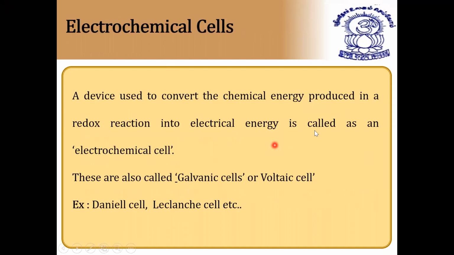Next, a device used to convert the chemical energy produced in a redox reaction into electric energy is called an electrochemical cell. Very important. Normally electrolysis is different from an electrochemical cell, because in an electrochemical cell, chemical energy is converted to electric energy. For example, you can see remote batteries and pencil cells. All these galvanic cells, voltaic cells, Daniell cell, Leclanche cell, etc. come under electrochemical cells.